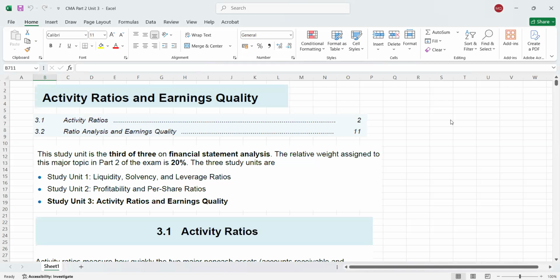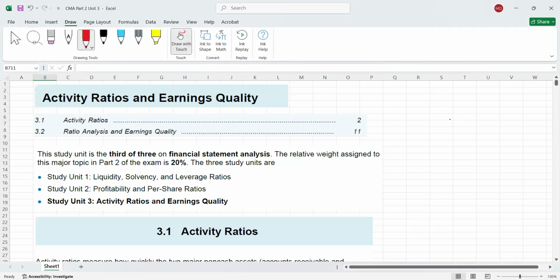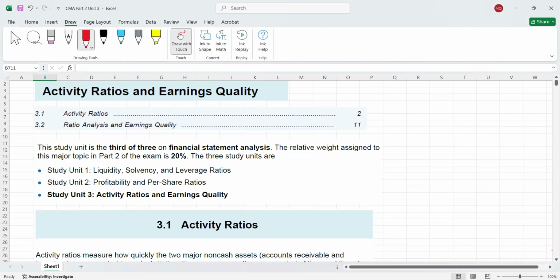So guys, we are discussing unit 3 today. Please remember, we are into this section. The section name is financial statement analysis. This is one domain of the CMA syllabus, and this section is 20% of your exam.